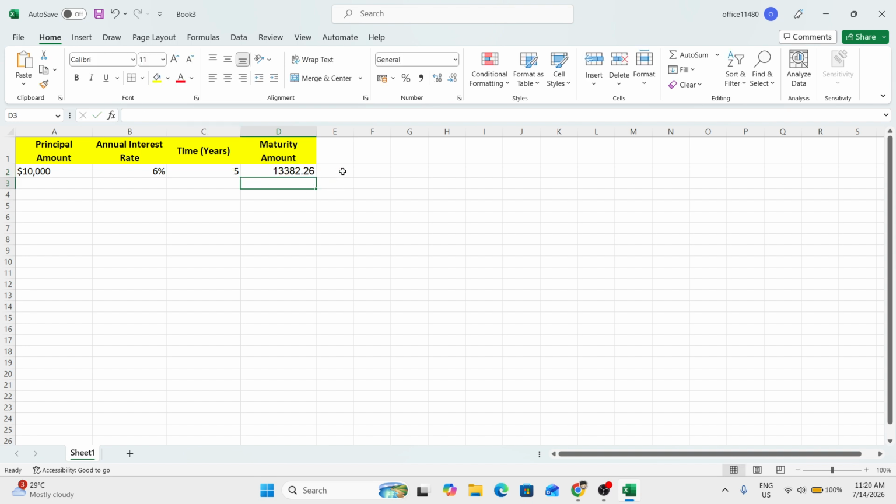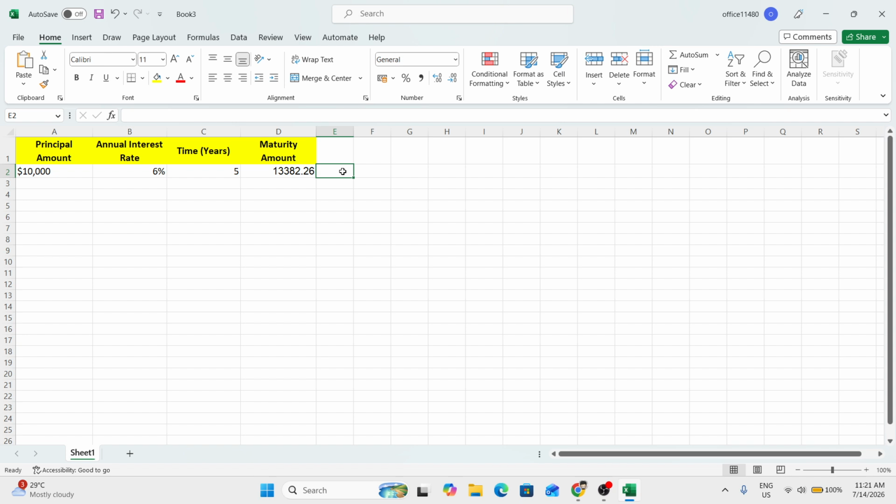This gives you the total value of the fixed deposit at the end of the term, including the interest earned. It's also helpful to understand what each part represents. The principal amount is the initial money deposited. The annual interest rate is the yearly return applied to that deposit. The time in years is how long the money stays invested. And the maturity amount is the final total you receive at the end.